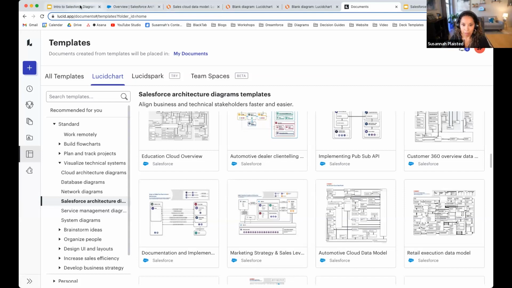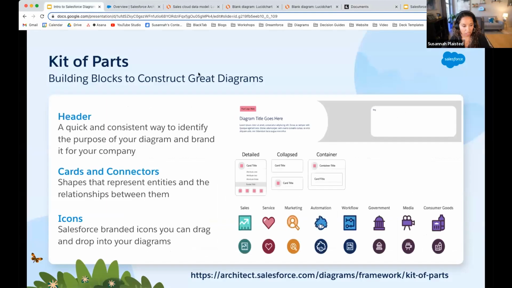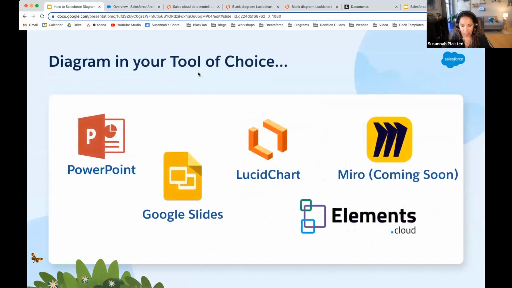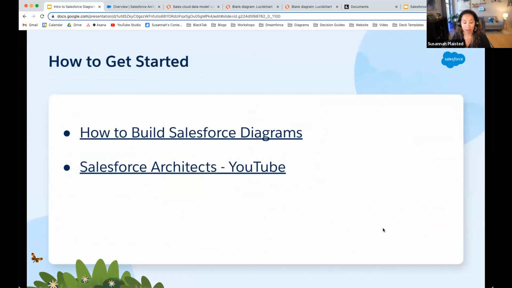So let me just make sure I covered everything I wanted to touch on in these slides. Yes, we talked about tool of your choice. So we support PowerPoint, Google Slides, and then these great diagramming tools. And then how to get started. How to build Salesforce diagrams is on the website, architect.salesforce.com.